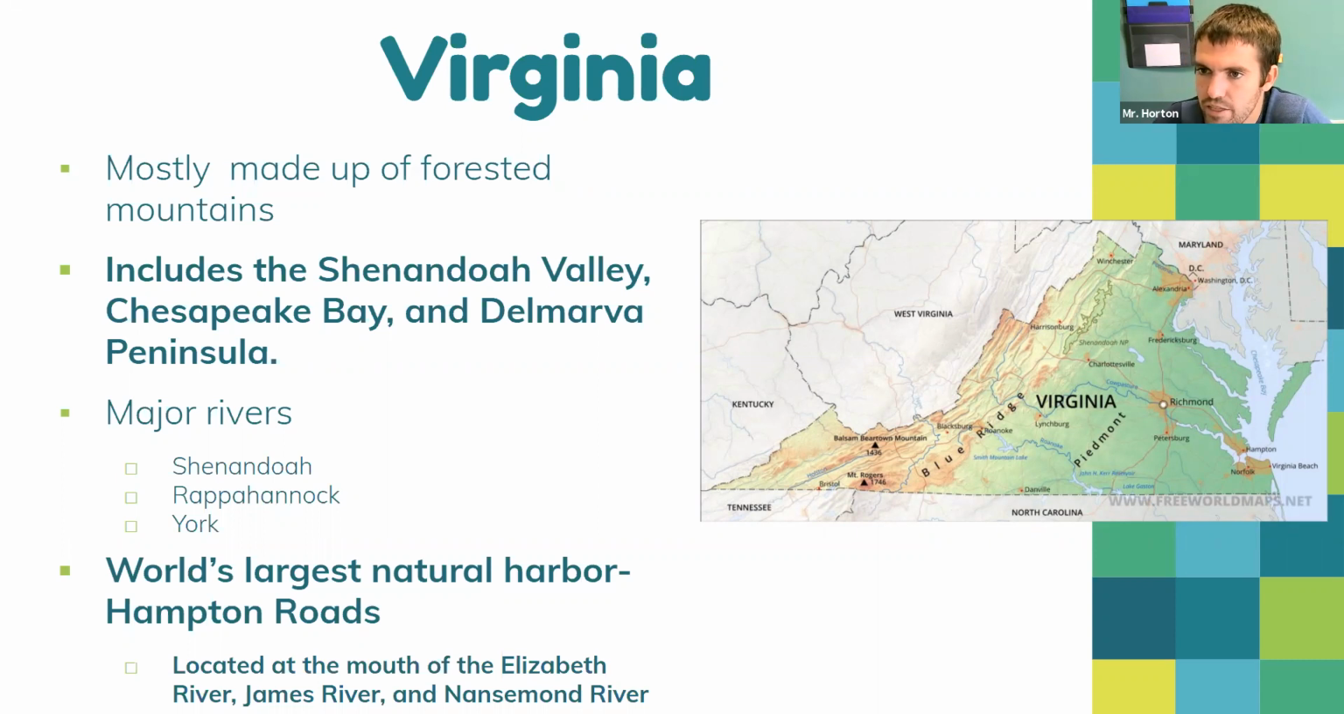Out of the north, south, east, and west sides, 3 of those are covered by water, and 1 of them is connected to land. If all 4 were surrounded by water, it'd be an island. But since it's connected to land on the 4th side, it's considered a peninsula. So we have 2 things for Virginia. It includes the Shenandoah Valley, the Chesapeake Bay, and the Delmarva Peninsula. And then it has the world's largest natural harbor, known as Hampton Roads. I'll give you another couple seconds to write that down, then we'll go to our next state.